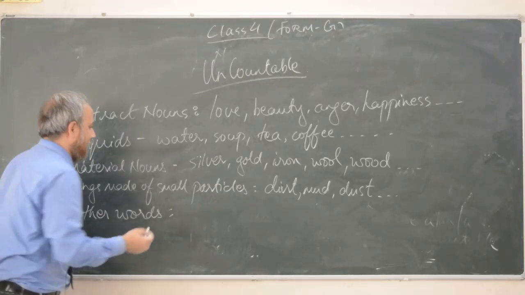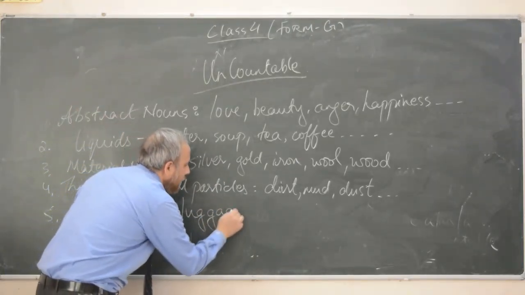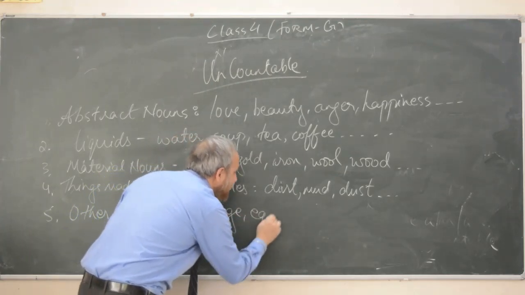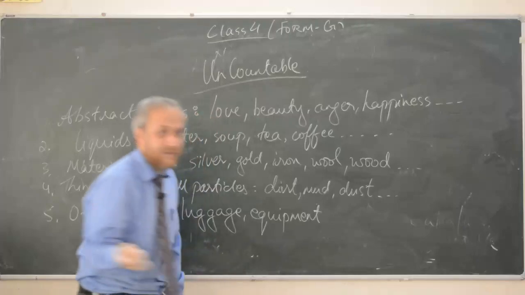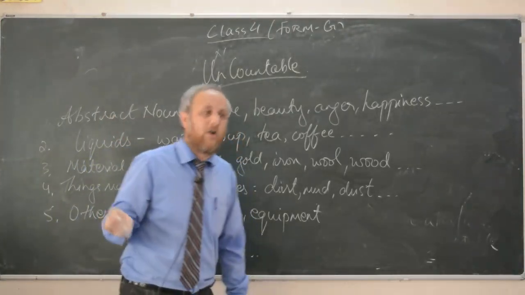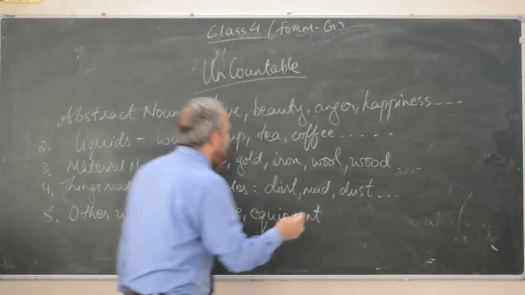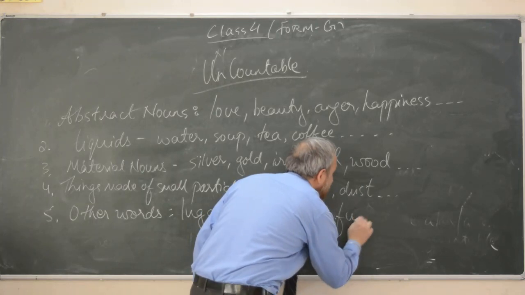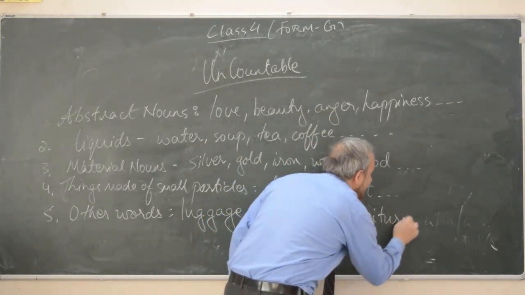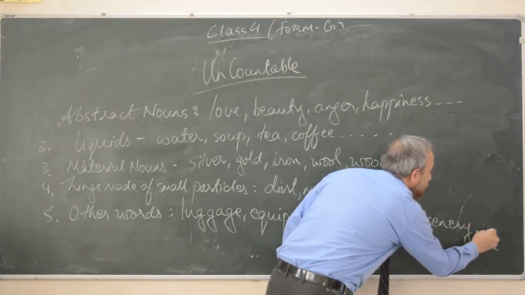Let's say luggage is an uncountable noun. You have equipment, which is an uncountable noun. You cannot say 2 equipments or 3 equipments. That's wrong. Okay. Let's say you have luggage, equipment. You have furniture, which is an uncountable noun. You have scenery, which is an uncountable noun.